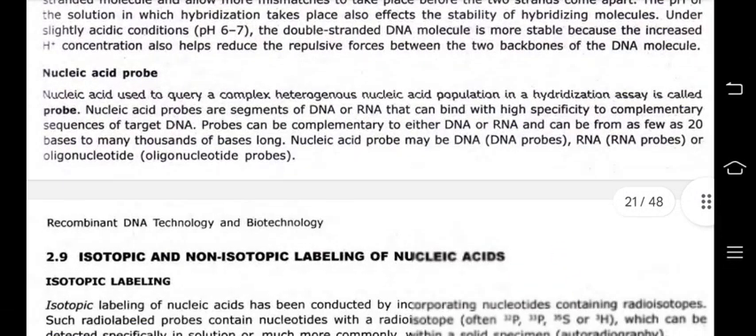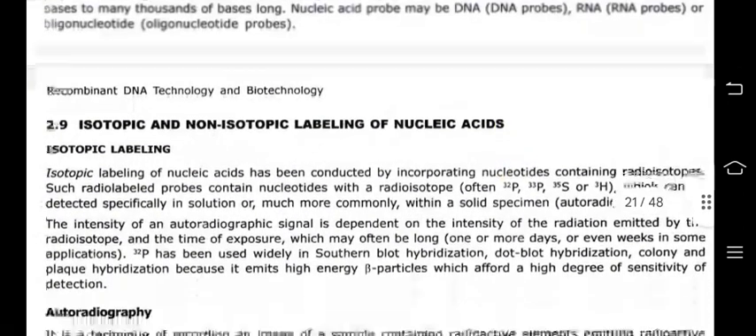The nucleic acid probe. Nucleic acid used to probe a complex heterogeneous nucleic acid population in a hybridization assay is called a probe. Nucleic acid probes are segments of DNA or RNA that can bind with high specificity to complementary sequences of target DNA. Probes can be complementary to either RNA or DNA and can be from as few as 20 bases to many thousands of bases long. Nucleic acid probes may be DNA probes, RNA probes, or oligonucleotide probes.